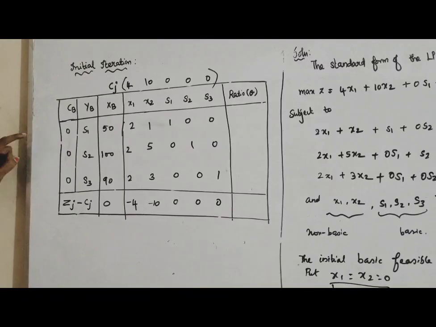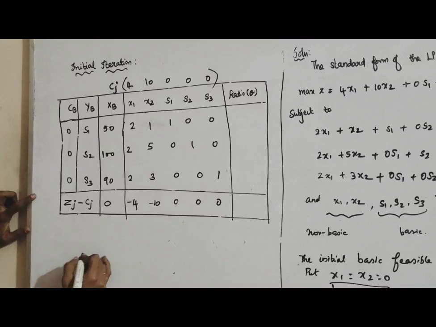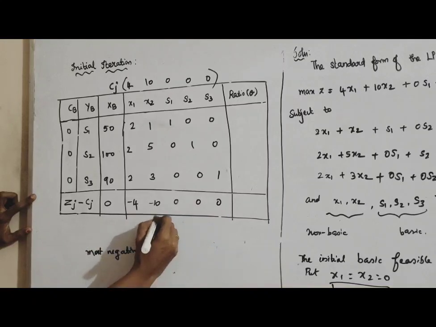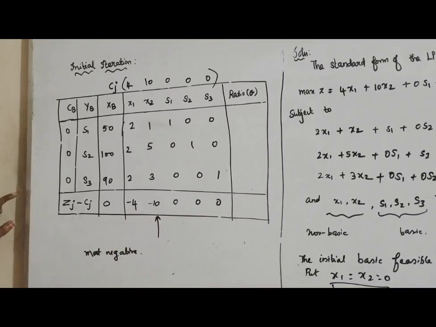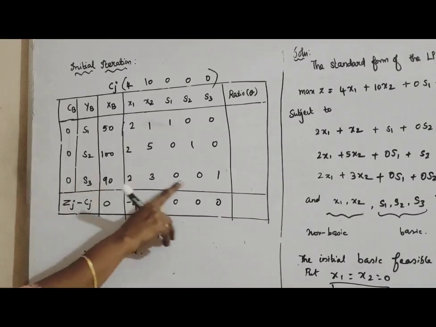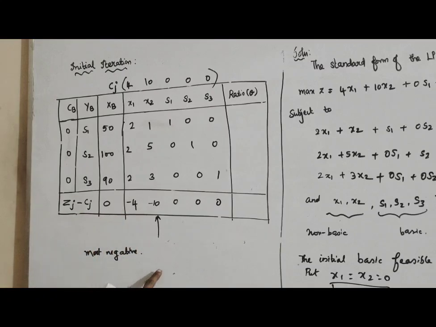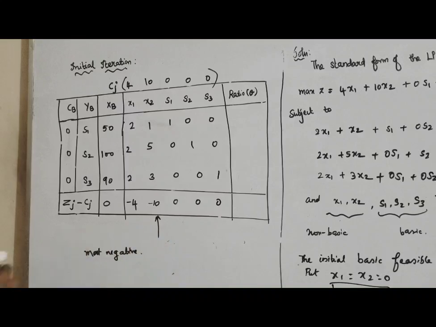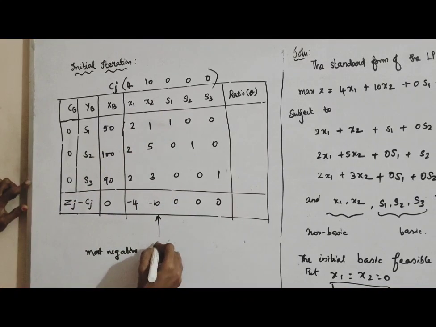Now you have to choose the most negative value. Which is the most negative value? This minus 10 is the most negative. Most negative value means it is the least value. You have to choose the most negative value among the Zj minus Cj values. Here, this is the most negative value, that is minus 10. Therefore, this is the pivot column.